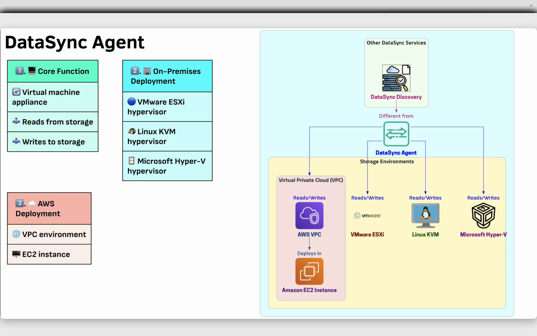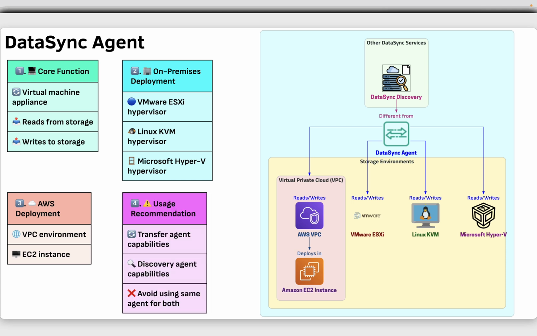When working with AWS storage, agents can be deployed within your virtual private cloud (VPC) as Amazon EC2 instances, and this enables seamless integration with AWS infrastructure. While the DataSync agent supports both transfer and discovery capabilities, it is recommended to use separate agents for these different functions to ensure optimal performance and avoid potential conflicts between workloads.